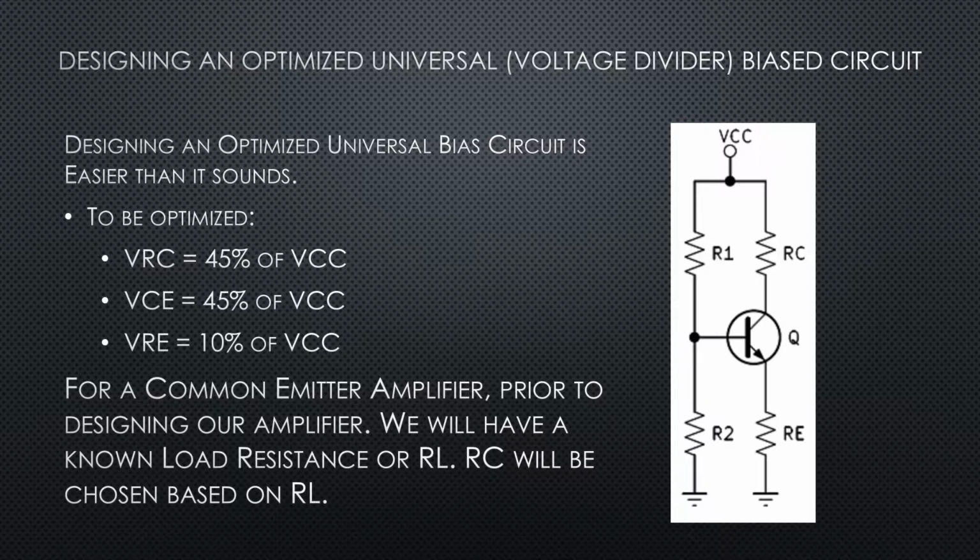And right now we're designing our DC bias circuit for an amplifier. But when you design that for a common emitter amplifier, prior to designing, you would have a known load that this amplifier is going to see. And based on that load resistance, we'll use that load resistance in future videos to determine our RC. And so that would establish our RC based on our load resistance.